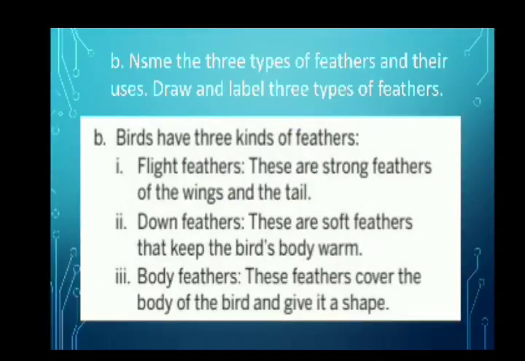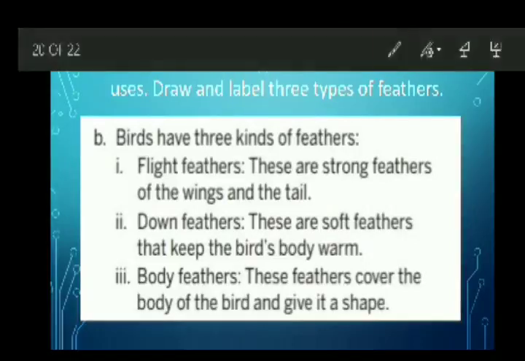So here is the answer. Birds have 3 kinds of feathers. Flight feathers, these are strong feathers of the wings and the tail. Second, down feathers. These are soft feathers that keep the bird's body warm. Third, body feathers. These feathers cover the body of the bird and give it a shape.